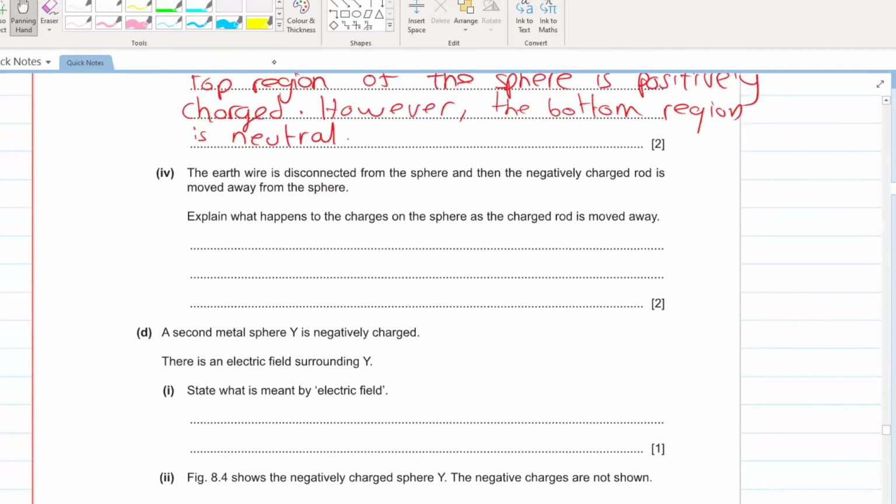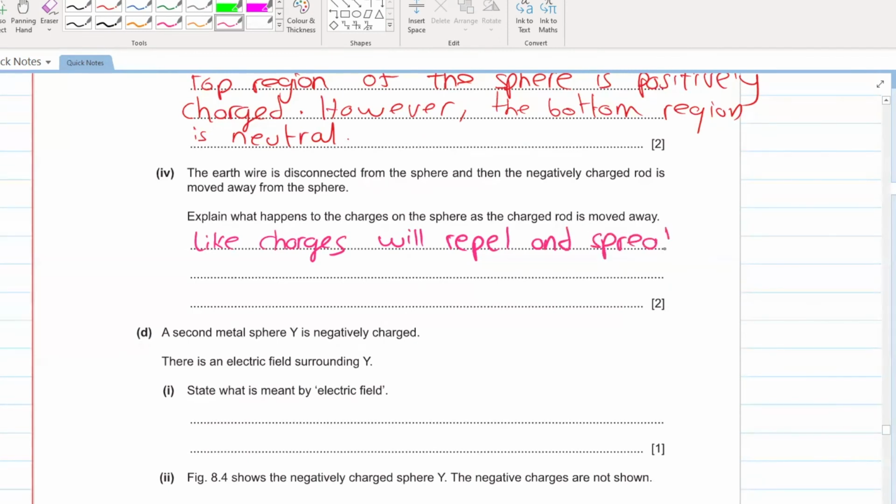Like charges will repel and spread throughout the surface of the sphere. Perfect. Let's see ahead.